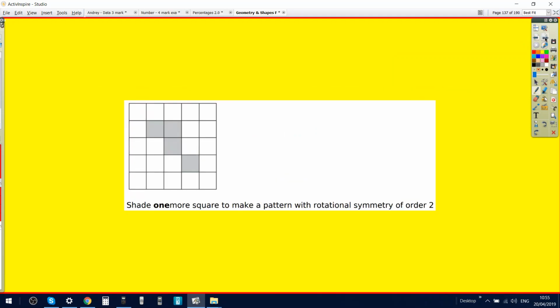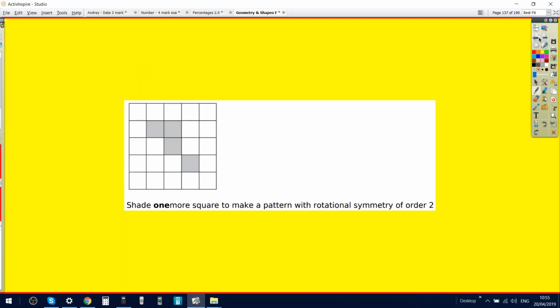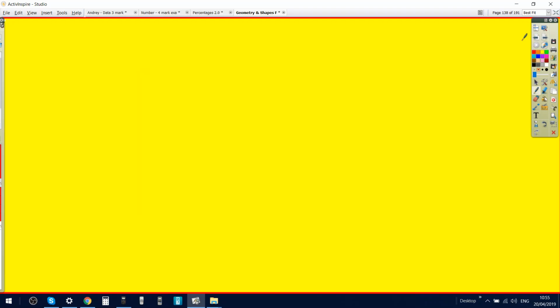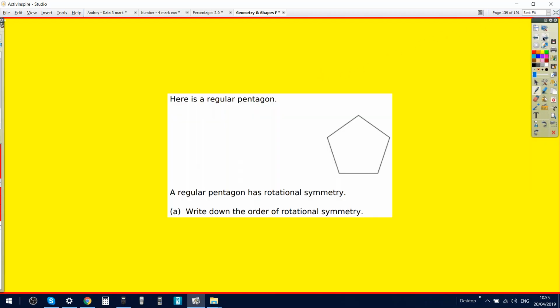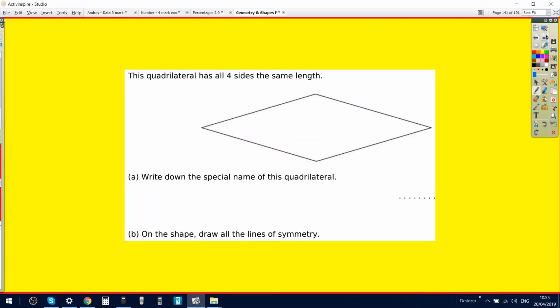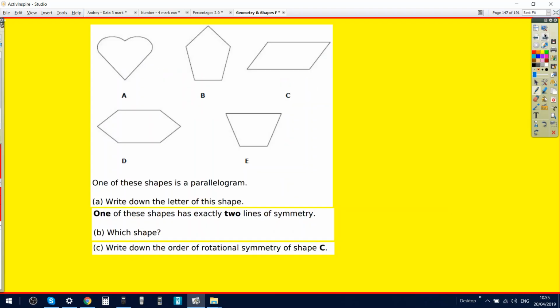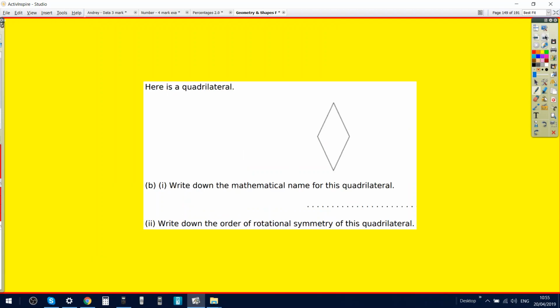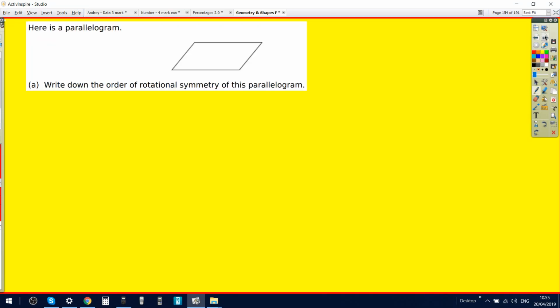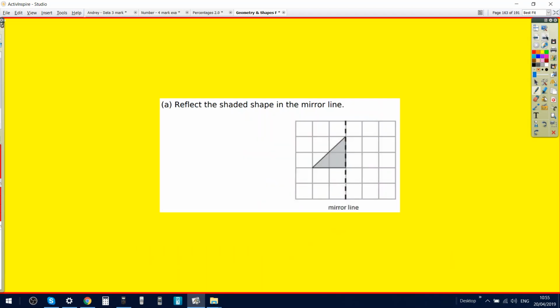Rotational. I think that's probably. Let me just check. Okay. Oh, I think, yeah. So we got almost everything done, but there's a little bit extra that we need to do.